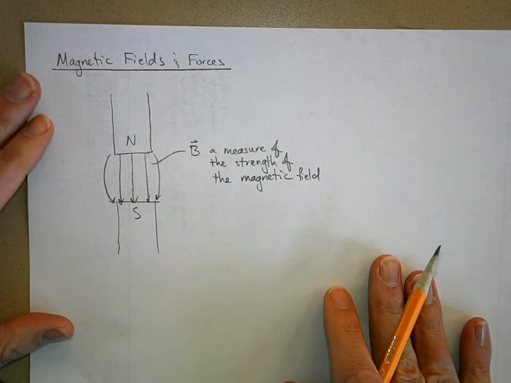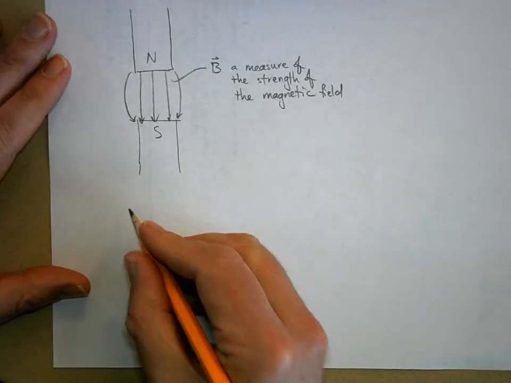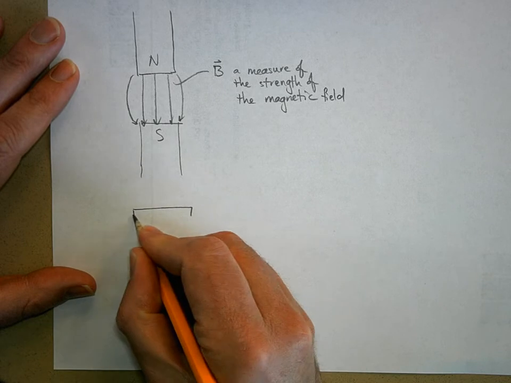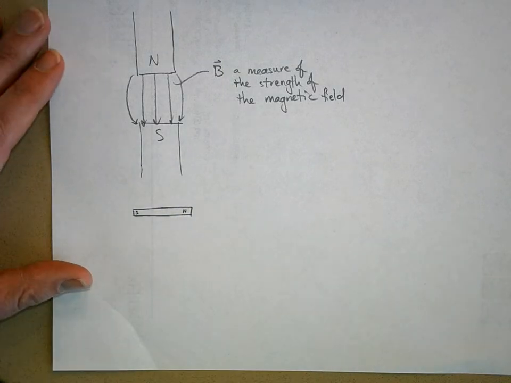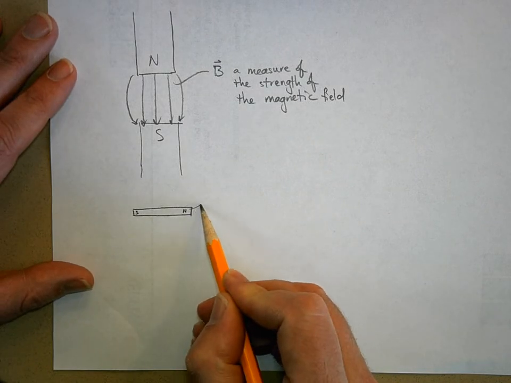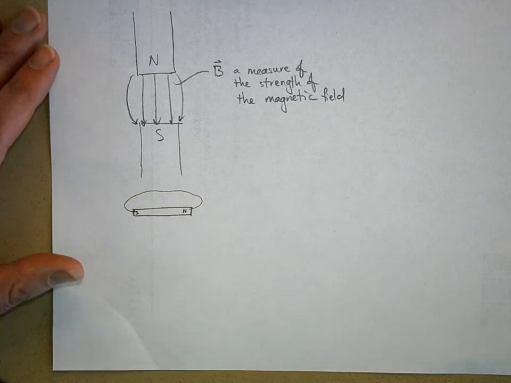Now, if I took some magnets, let's draw a magnet down here. Just a little bar magnet. And here it's the north side and the south side. We say the magnetic lines of flux will come out of the north, wrap around, and go into the south, and form a magnetic dipole.